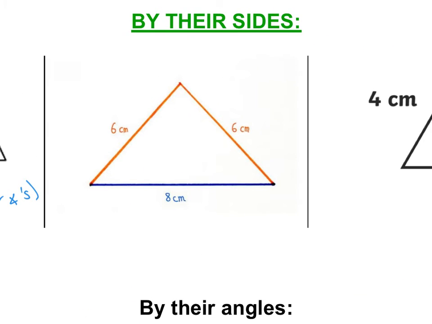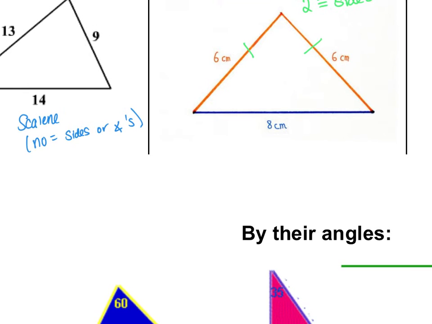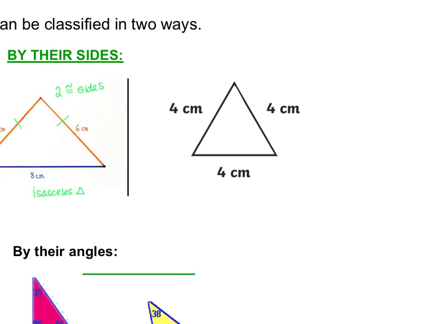In my second image, I have side lengths of 6, 6, and 8. Well, I see that I have 2 sides that are congruent to each other. So I'm going to write that down: 2 equal sides. And when I have 2 congruent sides, I have an isosceles triangle. Now, in our last image, all my side lengths are 4, so they're all congruent to each other. So this is an equilateral triangle.